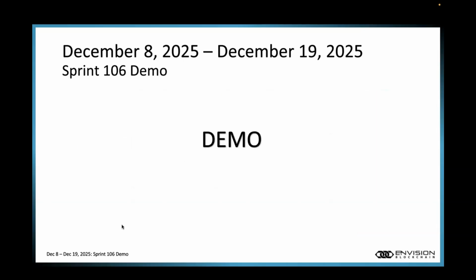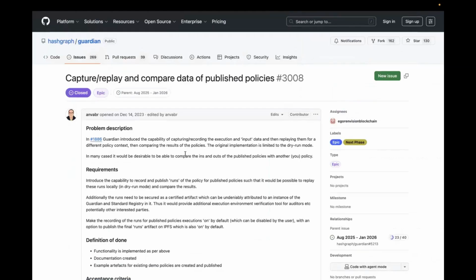Let's look at the Sprint 106 demo. The ticket we'll be focusing on today is the capture, replay, and compare data of published policies, which is 3008. In ticket 1886, we introduced the capability of capturing and recording the execution and input data and then replaying them for a different policy context and comparing the results of the policy. The original implementation is limited to the dry run mode, but in many cases, it would be desirable to be able to compare the ins and outs of the published policies with another policy.